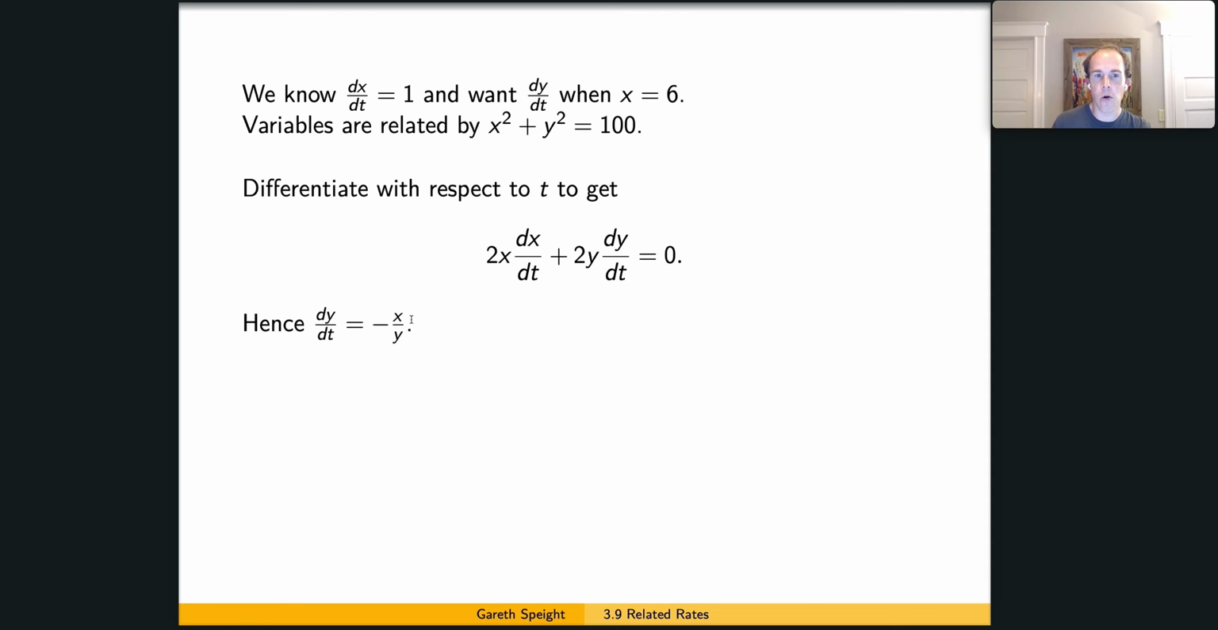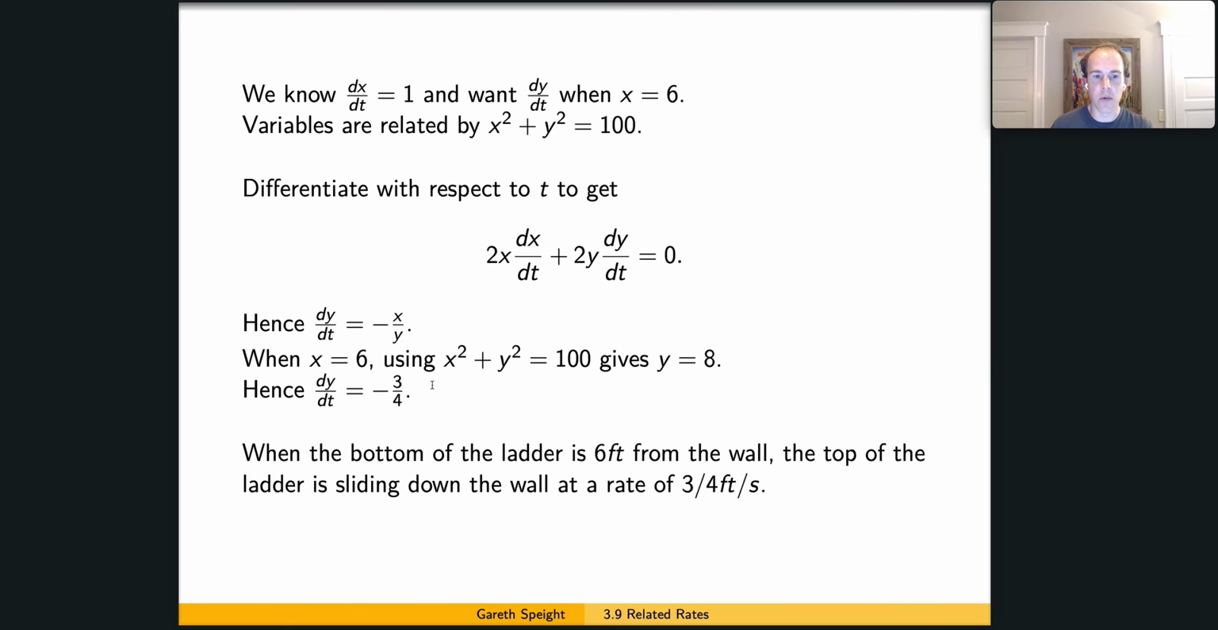So we still have to figure out what x and y to plug in. We're told that we have to plug in x equals 6, but then what y are we supposed to plug in? Remember, just like in one of the previous problems, we can go back and get the other variable from the equation. So we know that x squared plus y squared has to be equal to 100, and x is supposed to be equal to 6. So we can use these two facts to calculate y. So y has to be equal to 8, so that we have 36 plus 64 equals 100. Now we can plug in x equals 6 and y equals 8. We get dy/dt equals minus 3/4.